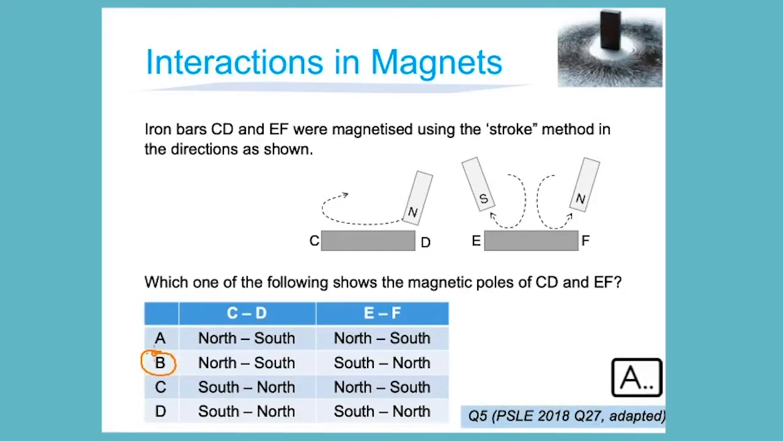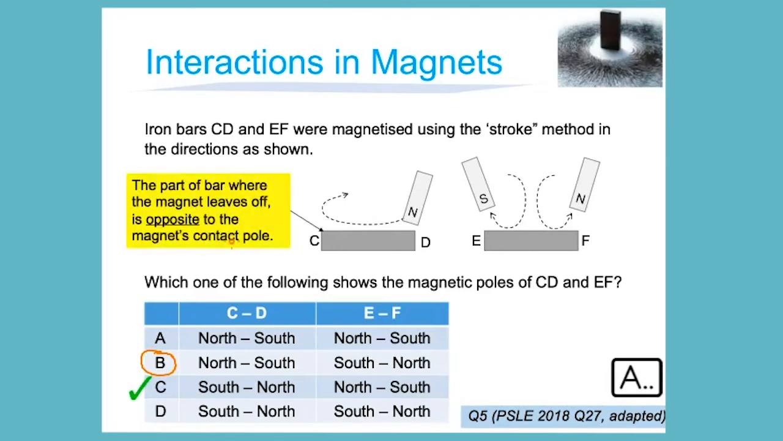So let's look at the stroking method. I'm going to give you a clue. When it comes to the stroking method, if this is north, you can change the answer, but you know that the more important thing is the reasoning, right? So if this is north, when the north first hits the magnet, this part will also be north. And the part where the magnet lifts off will be opposite to the magnet's original pole. So if this was north, it lifted off at C, so C should be south.